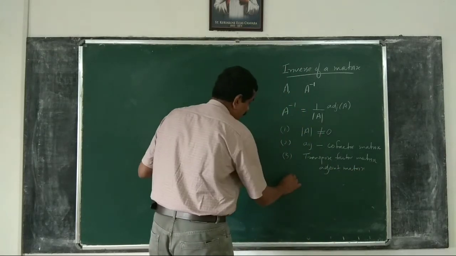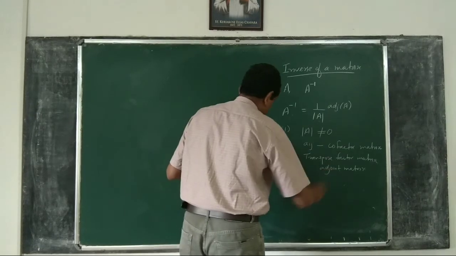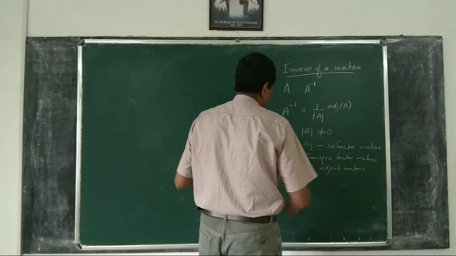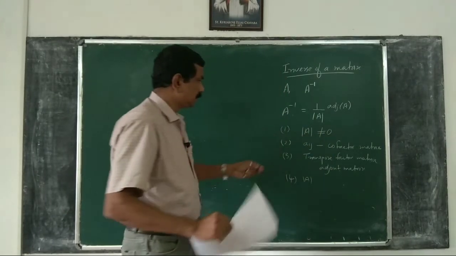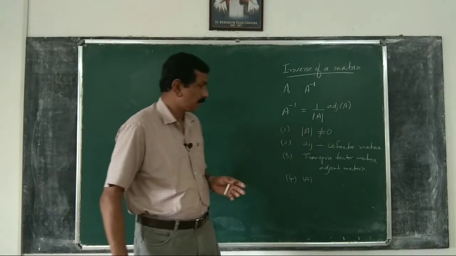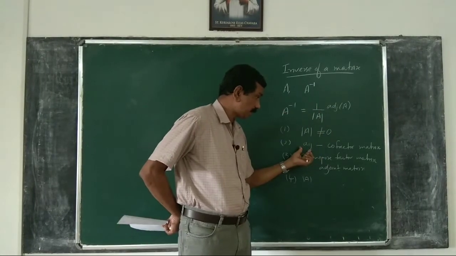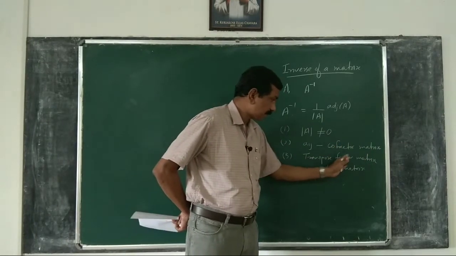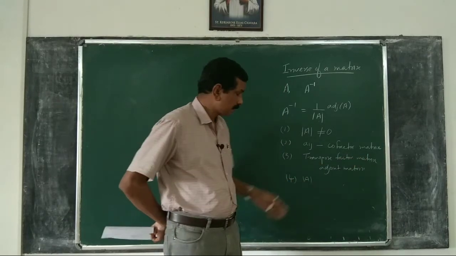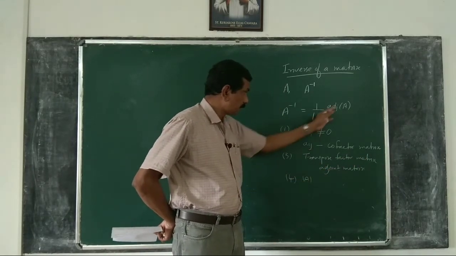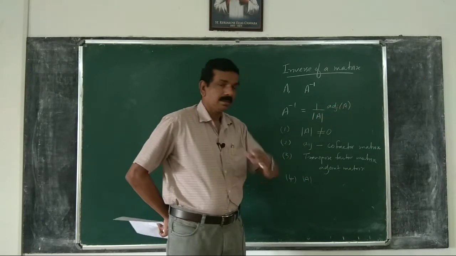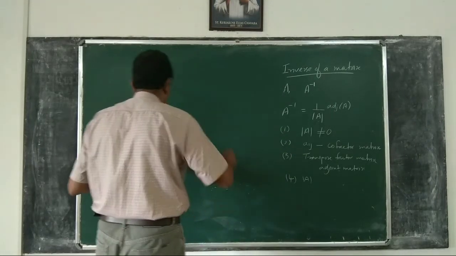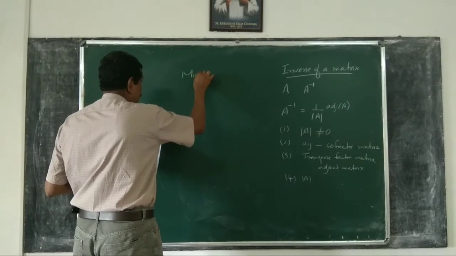Then divide each element of the adjoint matrix by the determinant of A. These are the steps. First, the determinant: if it is not equal to 0, each element of A is replaced by its cofactor to obtain the cofactor matrix. The transpose of the cofactor matrix is the adjoint matrix. Then each element of the adjoint matrix is divided by the determinant, and that is A inverse. To obtain the cofactor, the first step is to obtain the minor.